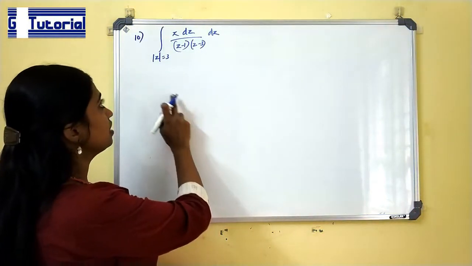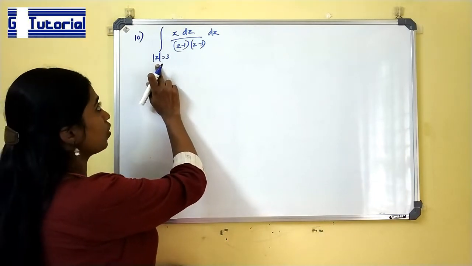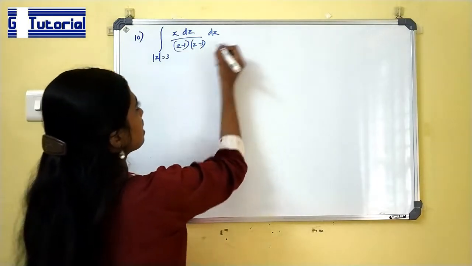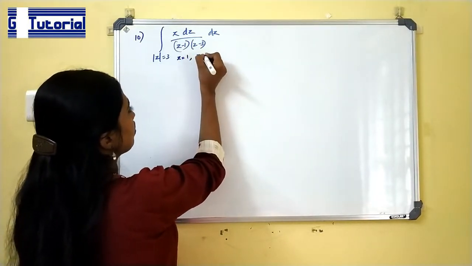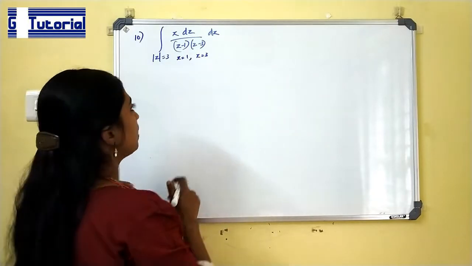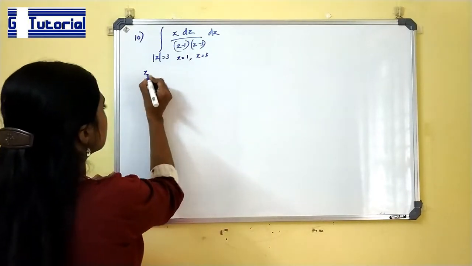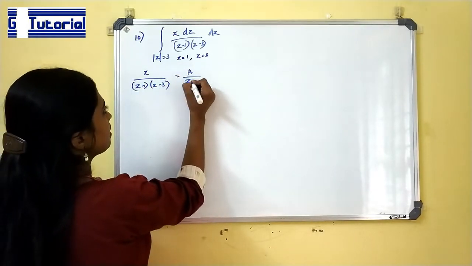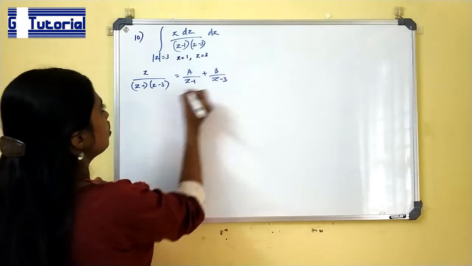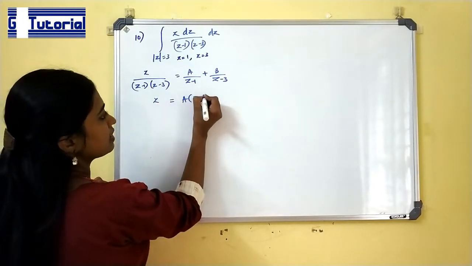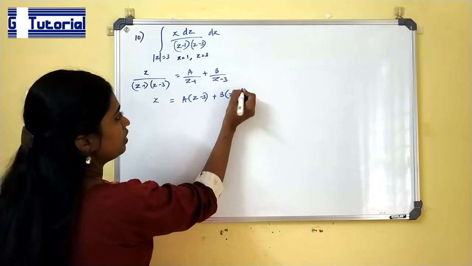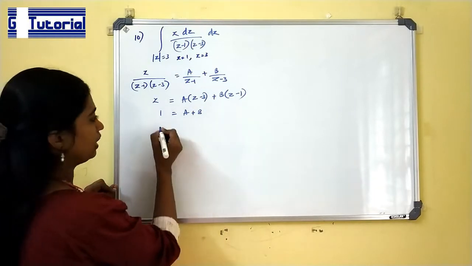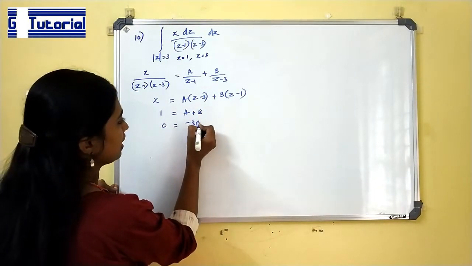This is the next question. Here the region of integration, the closed curve, is mod z is equal to 3. It's a circle with radius 3 and center origin. Here the poles are z is equal to 1 and z is equal to 3. Here also we adopt the method of partial fractions. That is, z by z minus 1 into z minus 3 is equal to a by z minus 1 plus b by z minus 3, or z is equal to a into z minus 3 plus b into z minus 1. Equating the coefficients of z, 1 is equal to a plus b, and equating the constants, 0 is equal to minus 3a minus b.